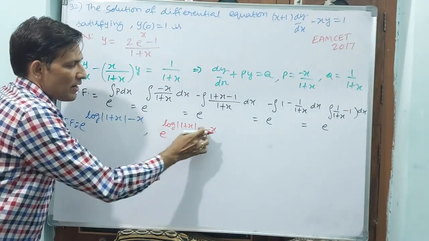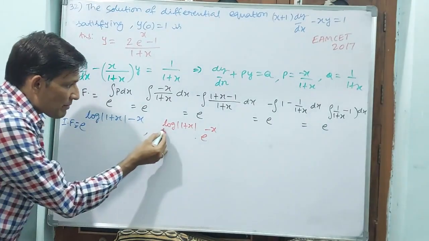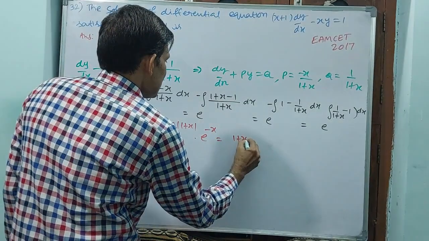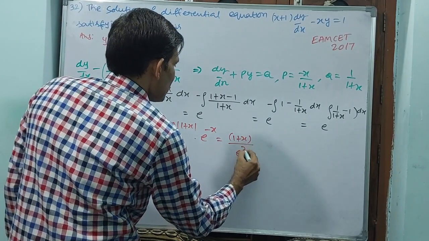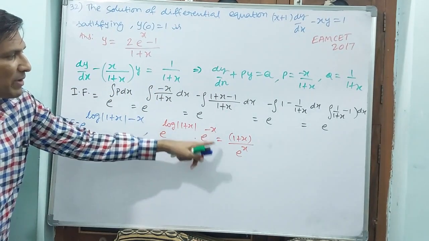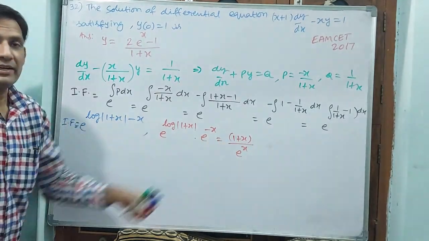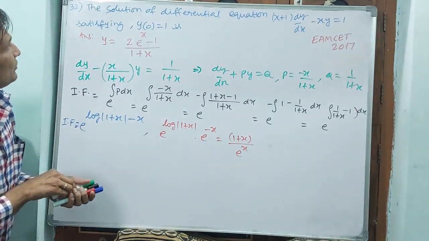Bases are the same. If you add, automatically minus x will come. Okay. Now e and log are going to get cancelled out. This is going to become 1 plus x by e power x. Why? Because e power minus x means e power x in the denominator. Is it okay? This is the integral factor. Okay. This is the integral factor.